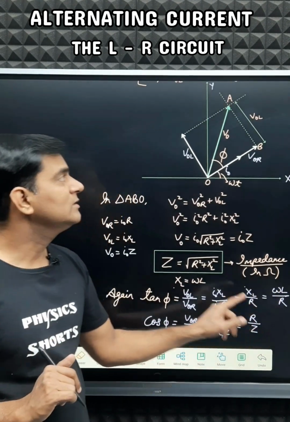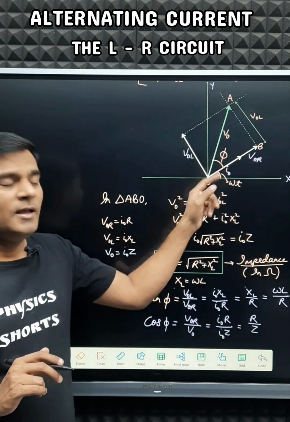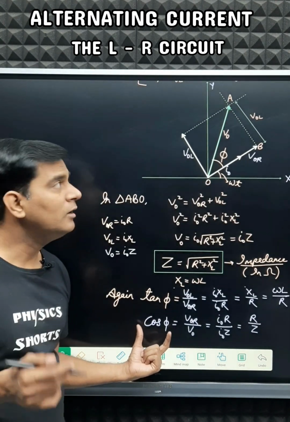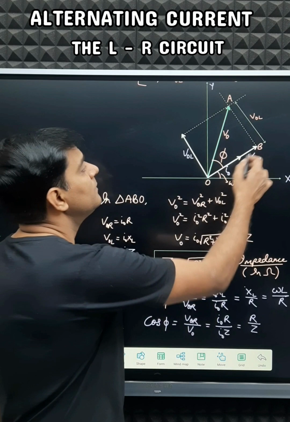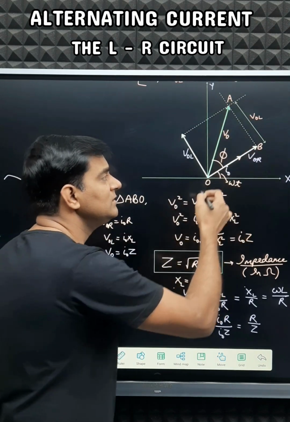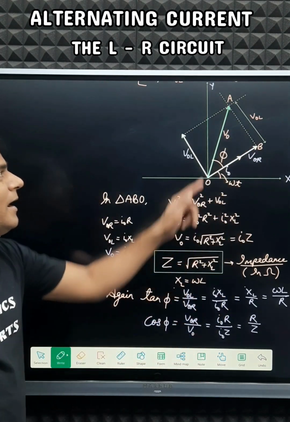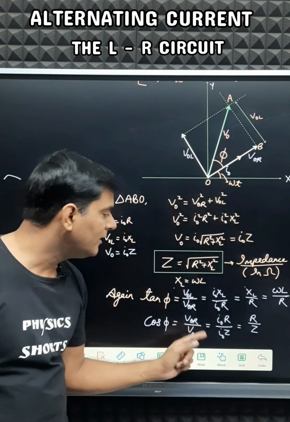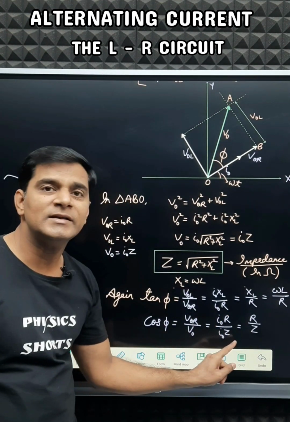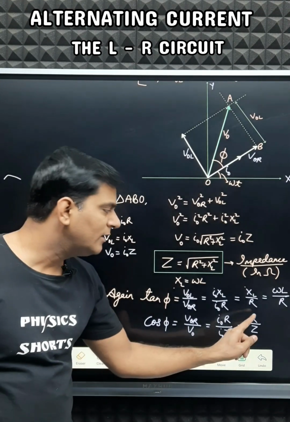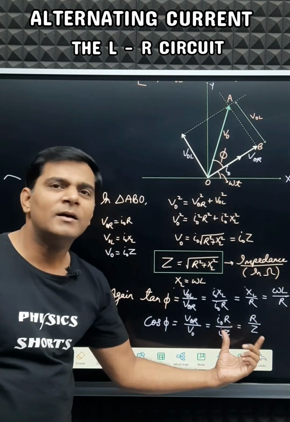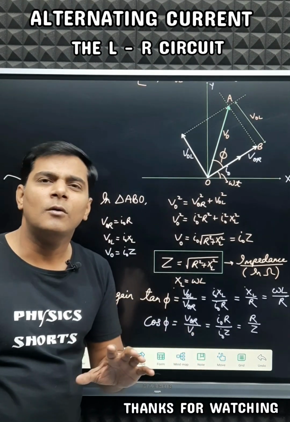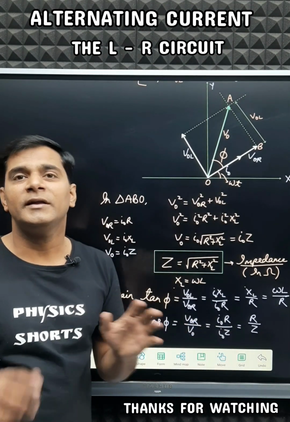One more thing, which is the power factor of this circuit. Power factor is represented by the term cos phi. So cos phi is what? It is base upon hypotenuse. So base is what? It is V naught R. Hypotenuse is what? It is V naught. Again, using Ohm's law, we can write I naught R upon I naught Z. I naught cancels out and we get R by Z. So this R by Z, which is the cos phi or the power factor, is a common formula for all different AC circuits.